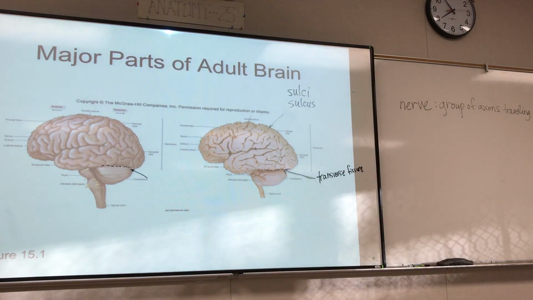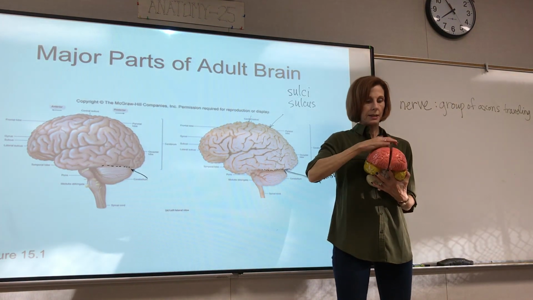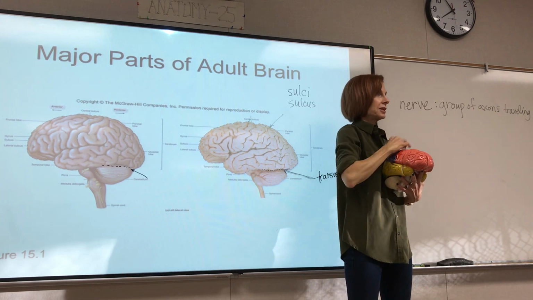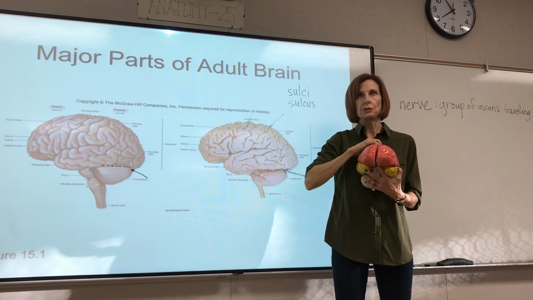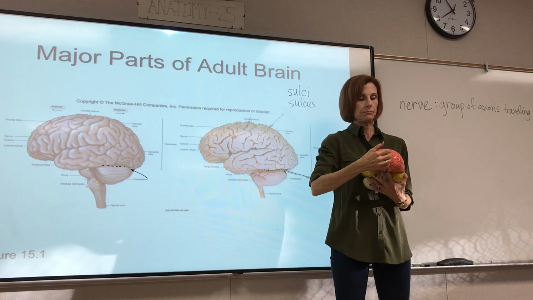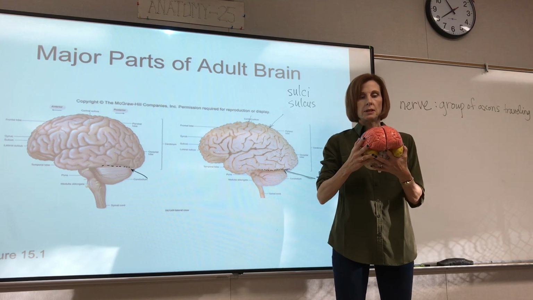Between the two cerebral hemispheres, and I'll try to hold these together without dropping everything, this deep fissure that travels down the center, right here, is called the longitudinal fissure. I don't know why it's not called the sagittal, but it's not. It's called the longitudinal. So that is this one here, and you need to know those fissures.